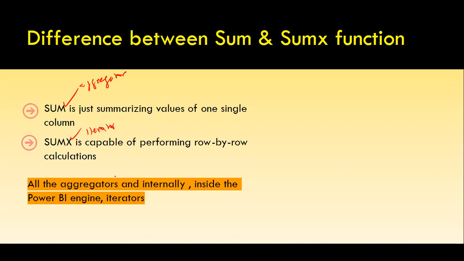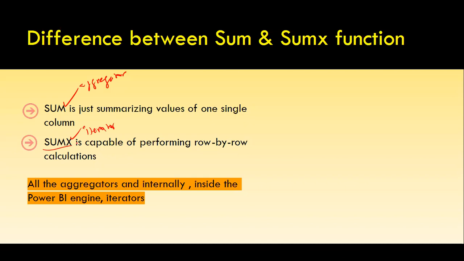Now I made a contradictory statement. Even in the case of SUM, behind the scene, the Power BI engine converts this as a SUMX function. Even the SUM is also an iterator function. Now the question is, if the SUM function is also internally transformed as a SUMX function, then why do we need two functions here? They could have left with only the SUMX function.